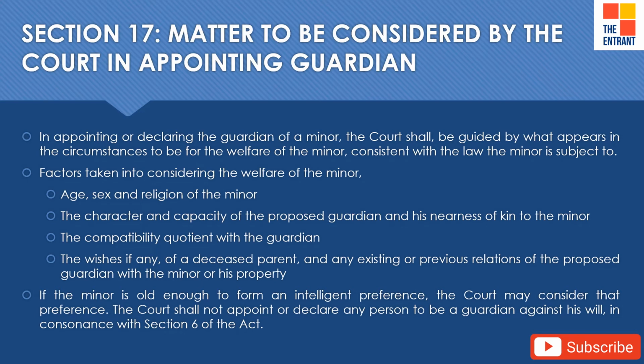And if the minor is old enough to form an intelligent preference of his own, the court may consider that preference. The court shall not appoint or declare any person to be a guardian against the will of the minor, in consonance with Section 6 of the Act, which states that nothing in this Act must be construed to derogate from any power to appoint a guardian of his person or property or both, which is valid by the law to which the minor is subject.